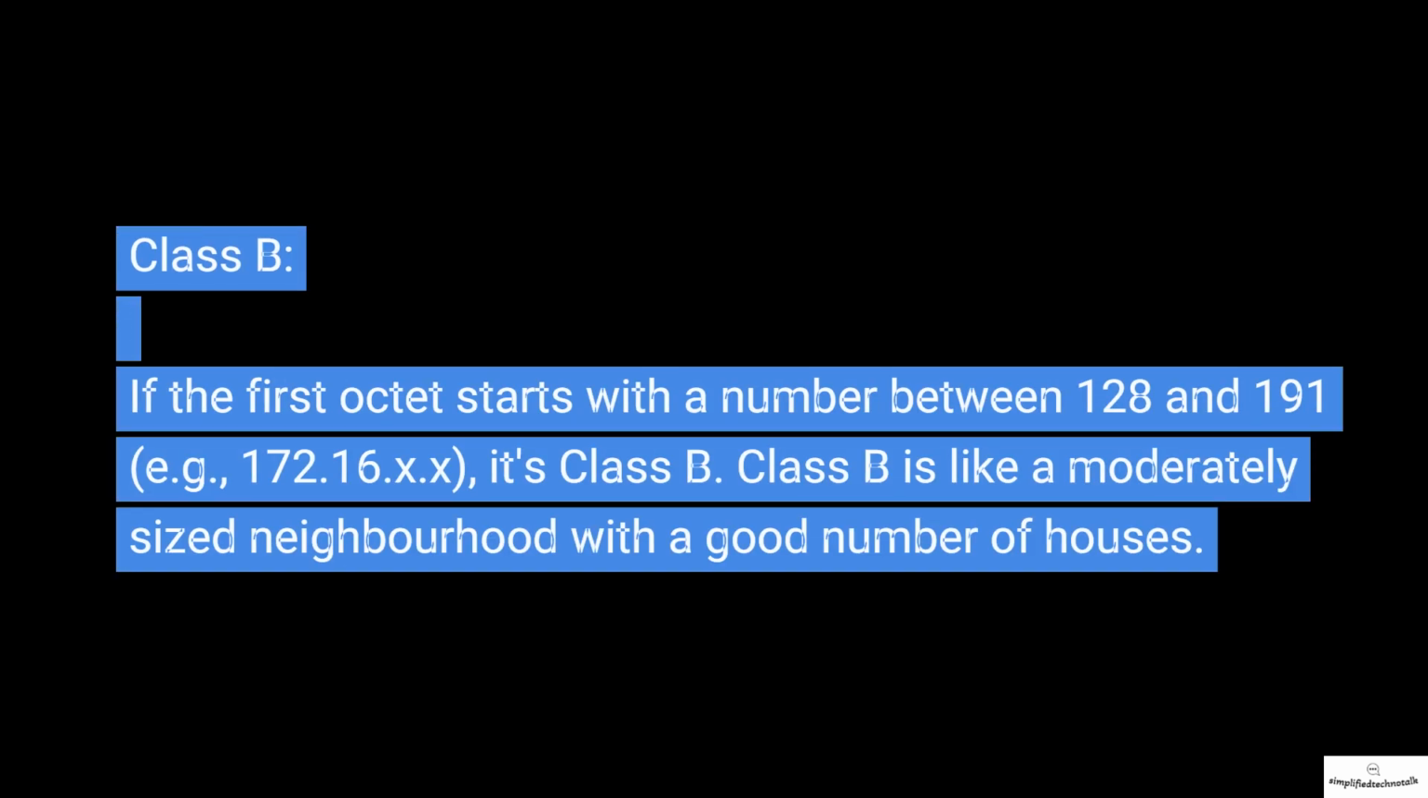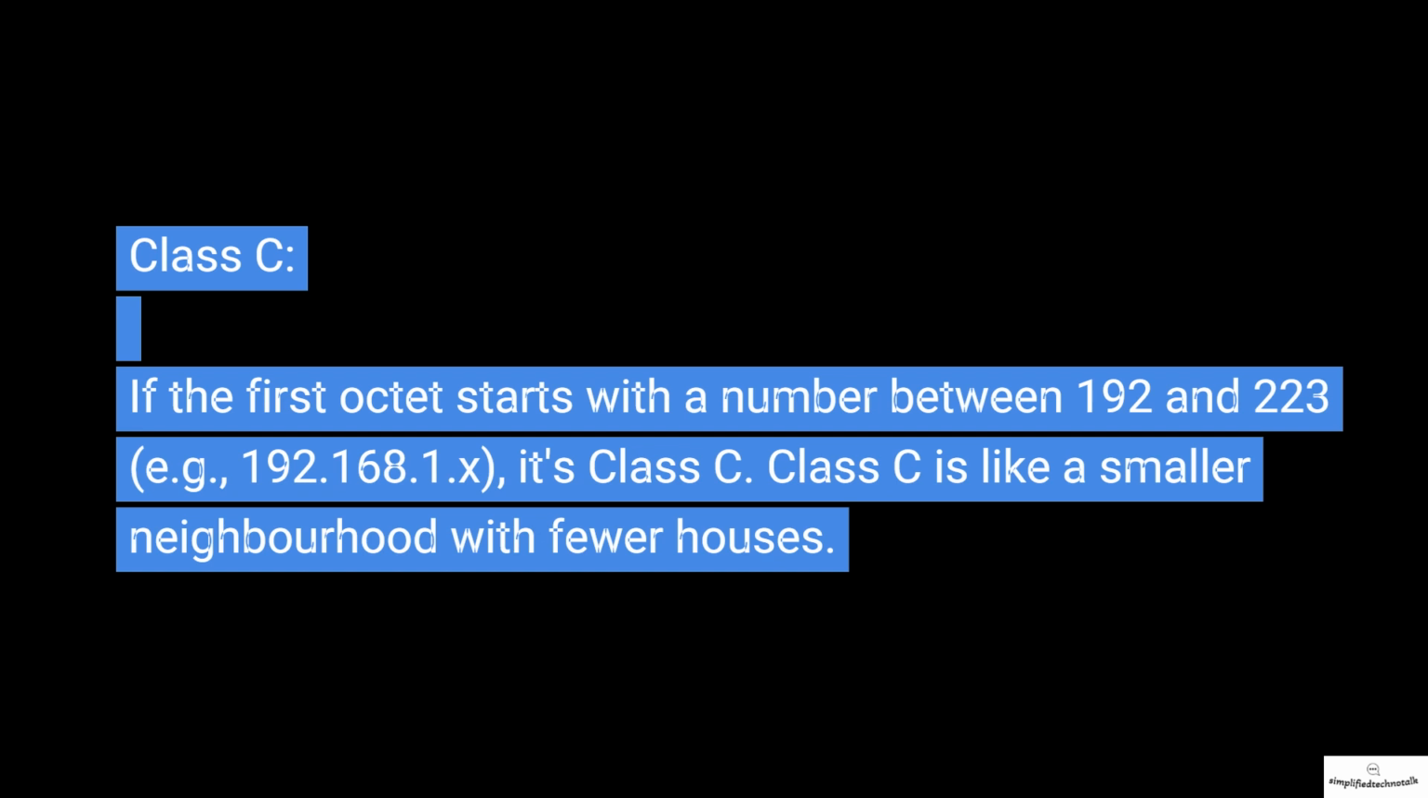Class B. If the first octet starts with a number between 128 and 191, like 172.16.x.x, it's Class B. Class B is like a moderately sized neighborhood with a good number of houses. Class C. If the first octet starts with a number between 192 and 223, like 192.168.1.x, it's Class C. Class C is like a smaller neighborhood with fewer houses.